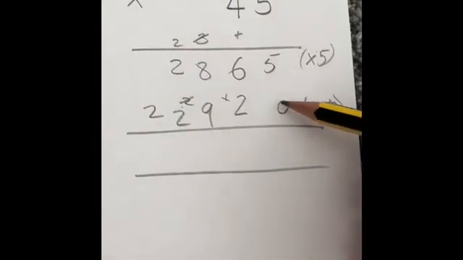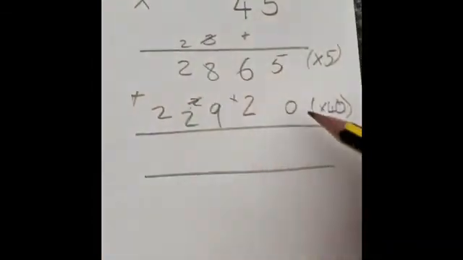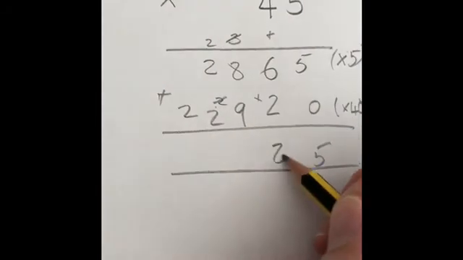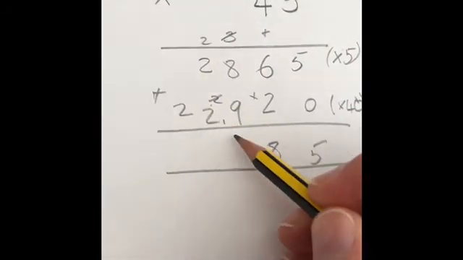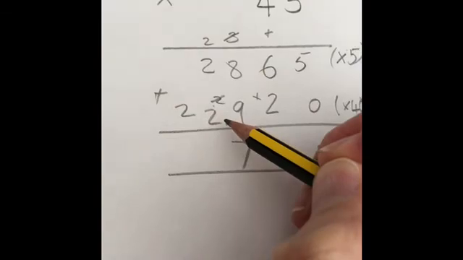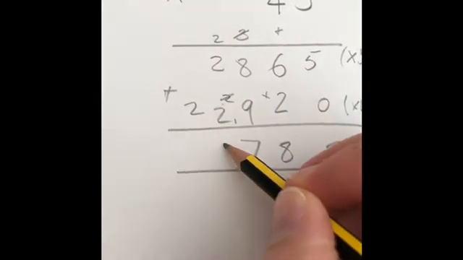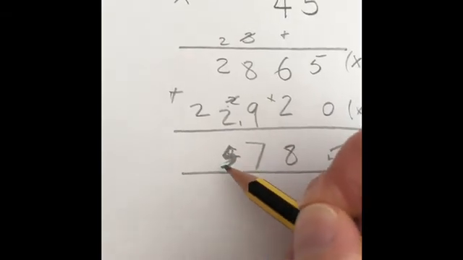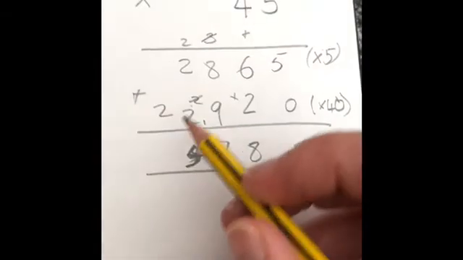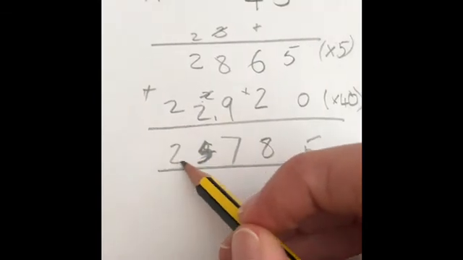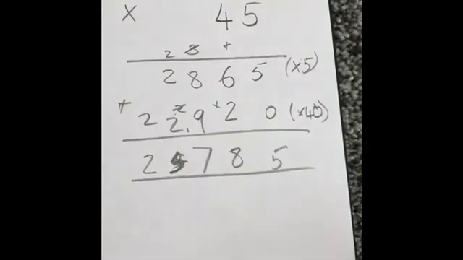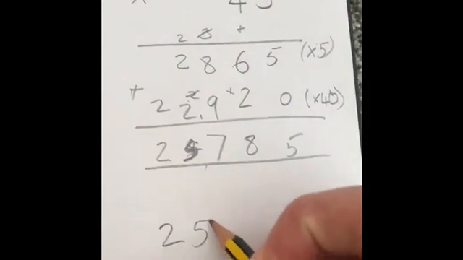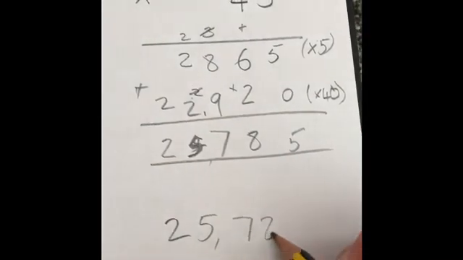Now we add these together. 5 plus 0 is 5. 6 plus 2 is 8. 8 plus 9 is 17. 2 plus 2 plus the 1 from the 17 is 4. Oops, sorry, 5. If I had a rubber, I'd be able to rub that out. And 2 plus 0 is 2. Always have a rubber handy so you can correct things. So our answer in the end is, I'll write it again to make it clear, 25,785.